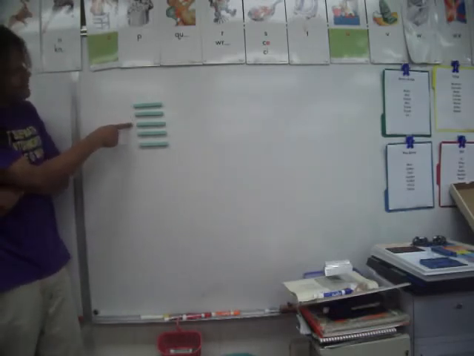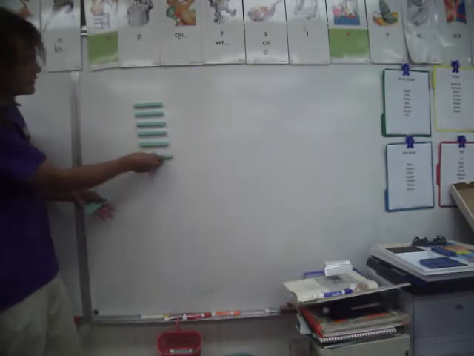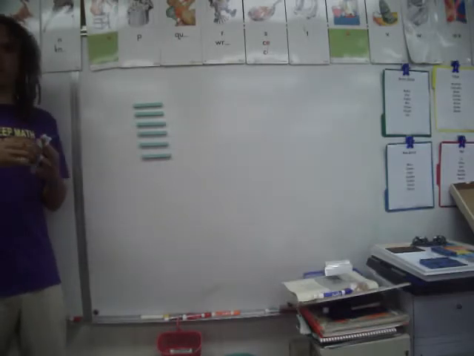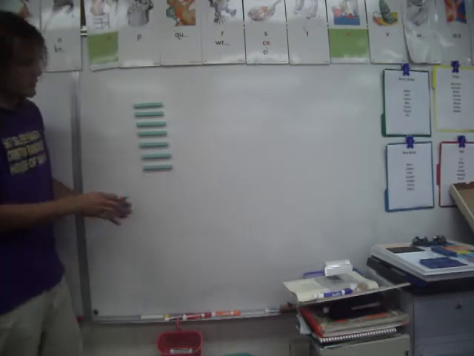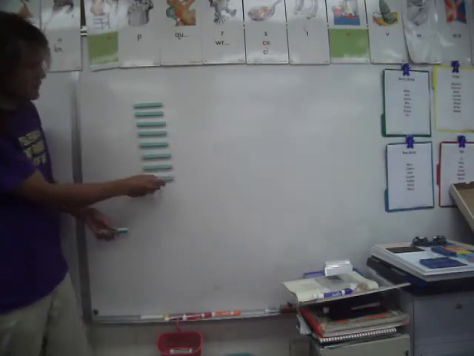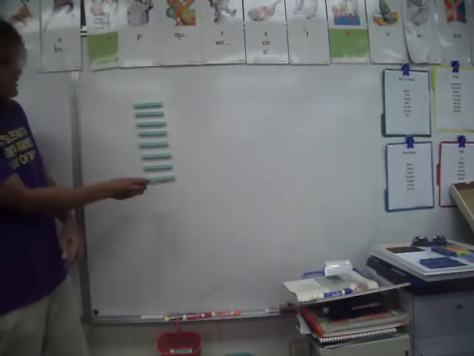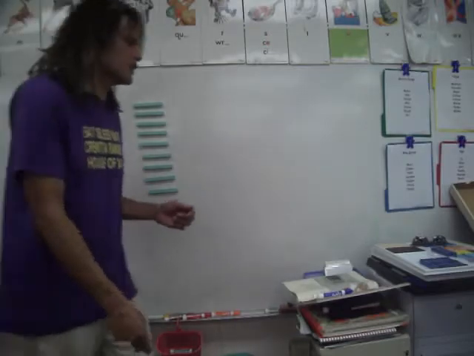9, 18, 27, 36, 45. Very good. 50 something. 54. Then what? 63. Then what? 72. And then the square one. What's 9 times 9? 81. Very good. Very, very good.